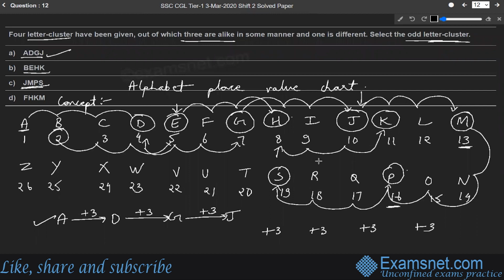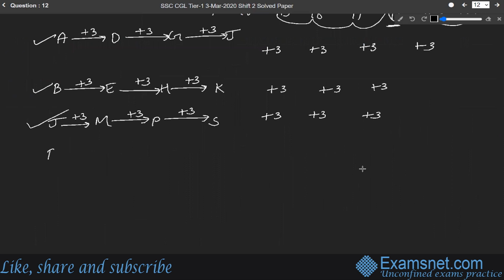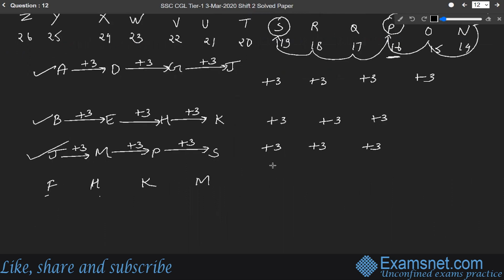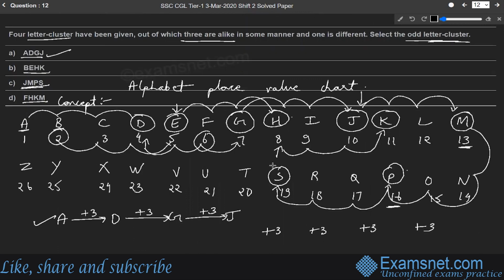Now let us check the last option. Last option is F, H, K, M. So writing it first, F, H, K, and M. Again, it should follow the same concept, that is plus 3, and plus 3. So let us check it. F and H. Where is F? F is present on the 6th position. F plus 3 should give H. Okay. So let us add it 1, 2, and 3. F plus 3 gives I. But the form is FHKM. So F plus 2 gives H. F is present here in the 6th position. So 1 and 2. F plus 2 gives H.